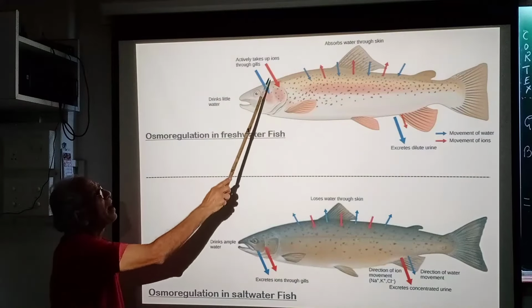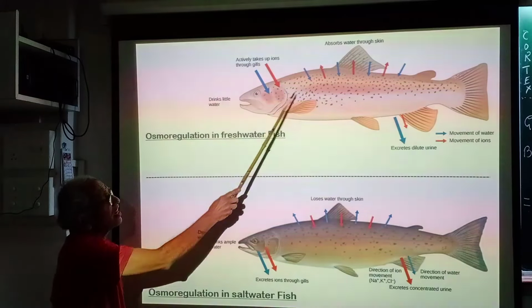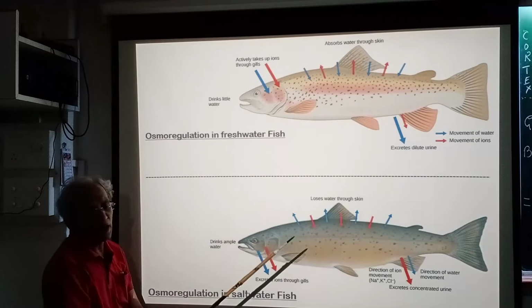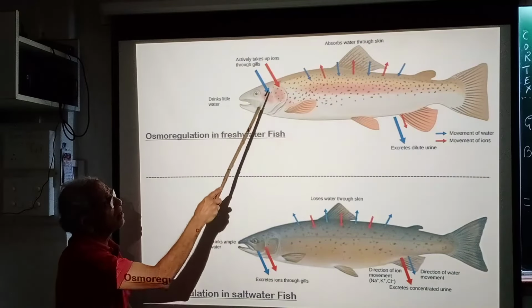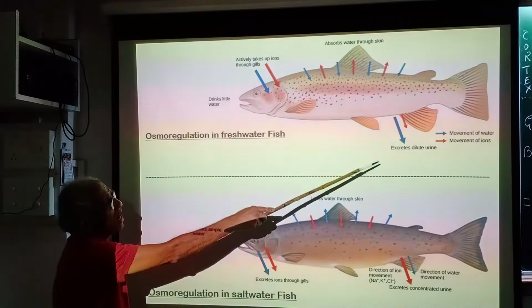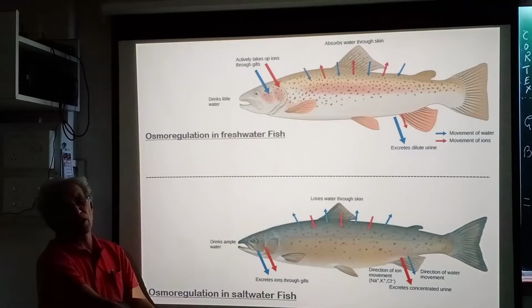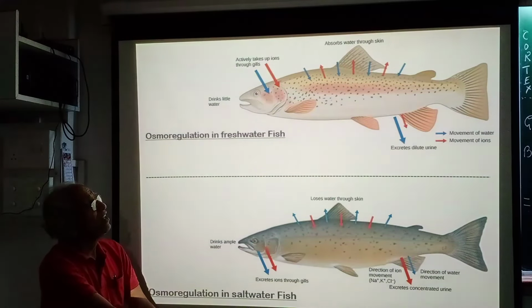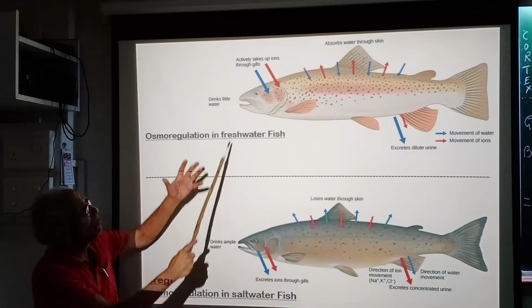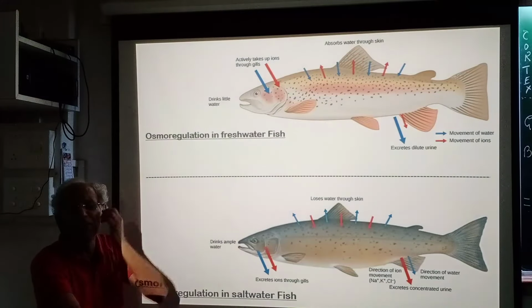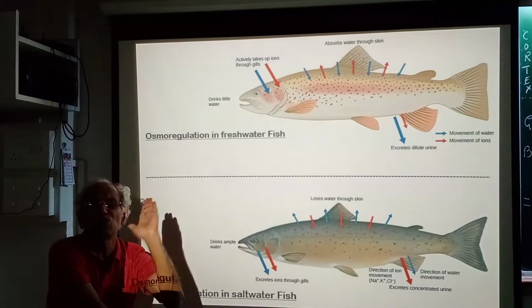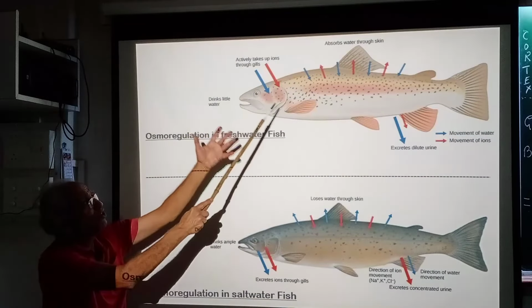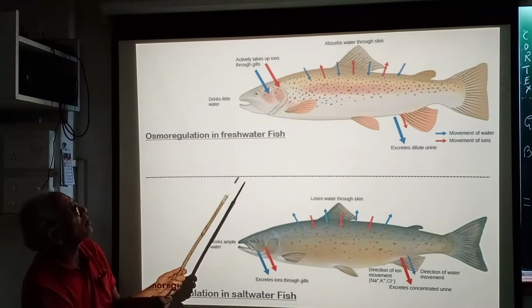So we are making a balance between the ions that are taken in and ions that are given out, and the water that is entering into the body and water that is taken out, they are able to maintain their concentration. See, this is all a little difficult to understand from this picture, but each animal has to do osmoregulation, and freshwater fish will be doing the osmoregulation this way.